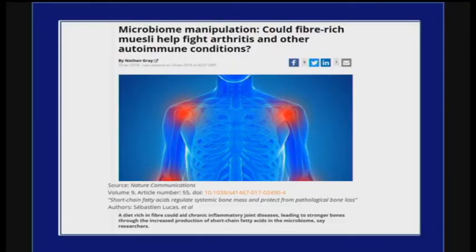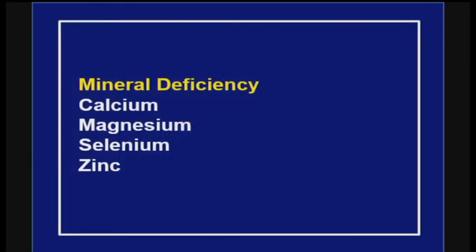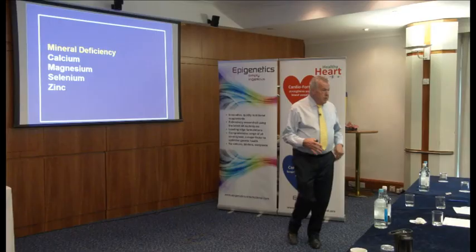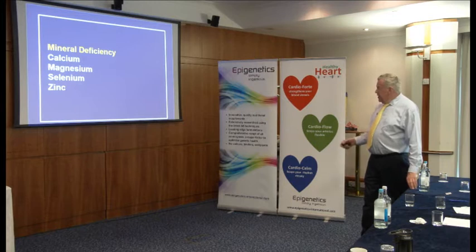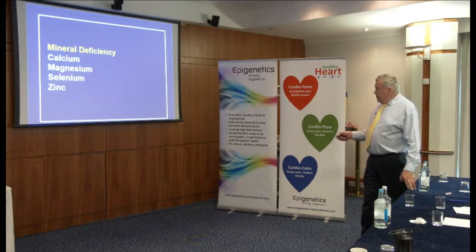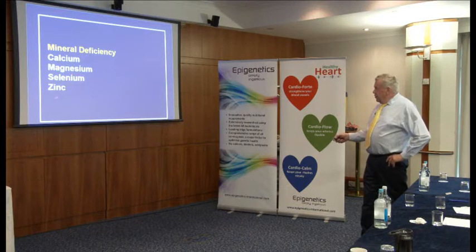Microbiome manipulation. Could fibre-rich muesli help control arthritis and other autoimmune problems? So here we're looking at fibre along with inulin to stimulate the probiotics. Minerals involved with autoimmune, again, possibly those affected by vitamin D. So calcium, magnesium, selenium, because of its effect with the inhibiting immune, and of course zinc.